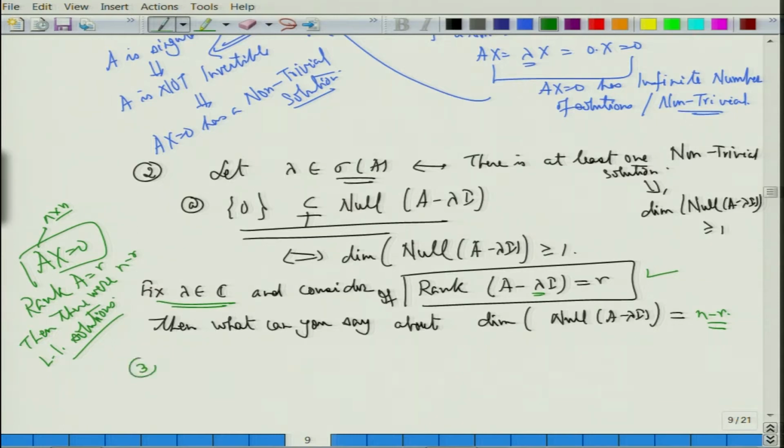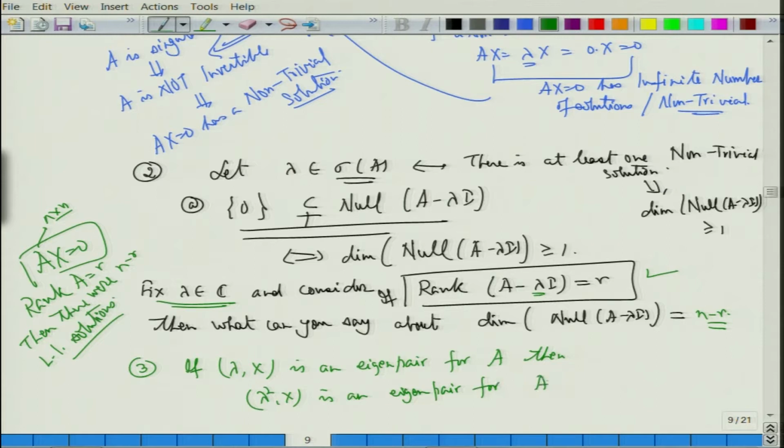Third one. If lambda comma x is an eigenpair for A, then look at A square. Then lambda square comma x is an eigenpair for A square.